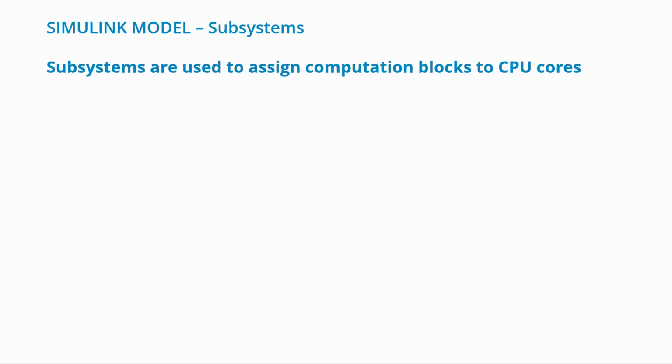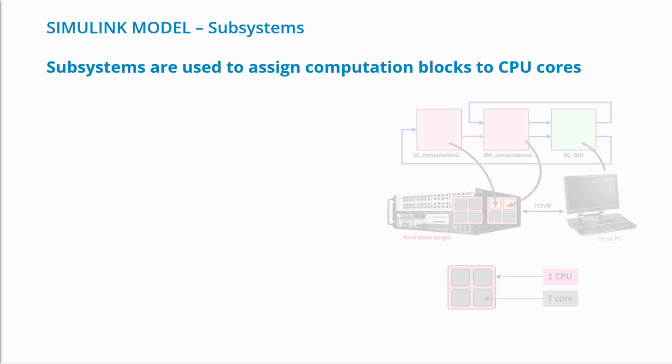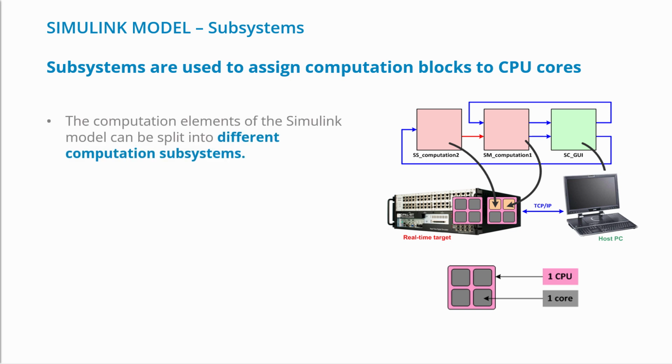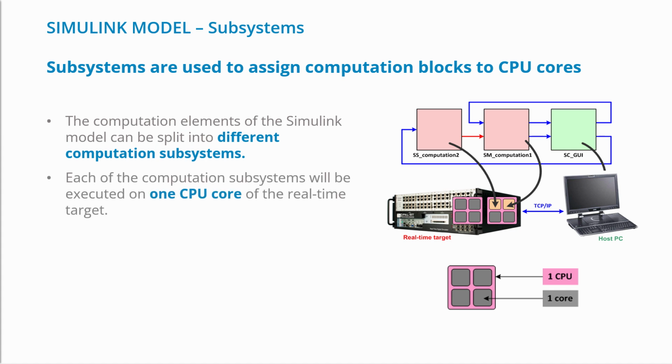However, what if the model we are developing is so big that we need to use more resources of the simulator than just the one core? Let's see what happens then. In this diagram, a second computation subsystem called SS Computation 2 has been created. This subsystem will run on the second core of the simulator.